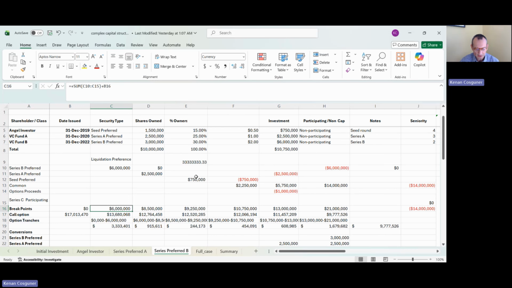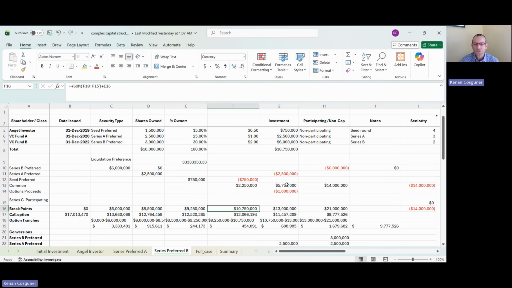After Series B investors, Series A investors will get paid. And next breakpoint is 8.5 million. After Series A investors, seed preferred shareholders will get paid. Therefore, next breakpoint is 9,250,000. At this point, common equity value is 0. At this breakpoint, now common shareholders will benefit from any potential increase in the exit value.